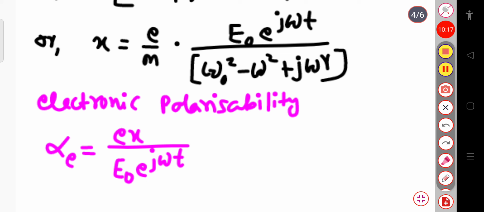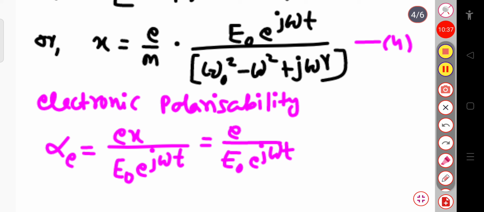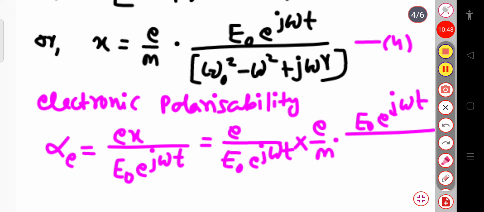Now if I substitute the value of x here, this is suppose equation 4. Now if I substitute this value, then this becomes, let me write, in place of x I have to substitute, this will be e divided by E naught exponential j omega t into, in place of x I will write e by m into E naught exponential j omega t into this, divided by this total bracketed term.